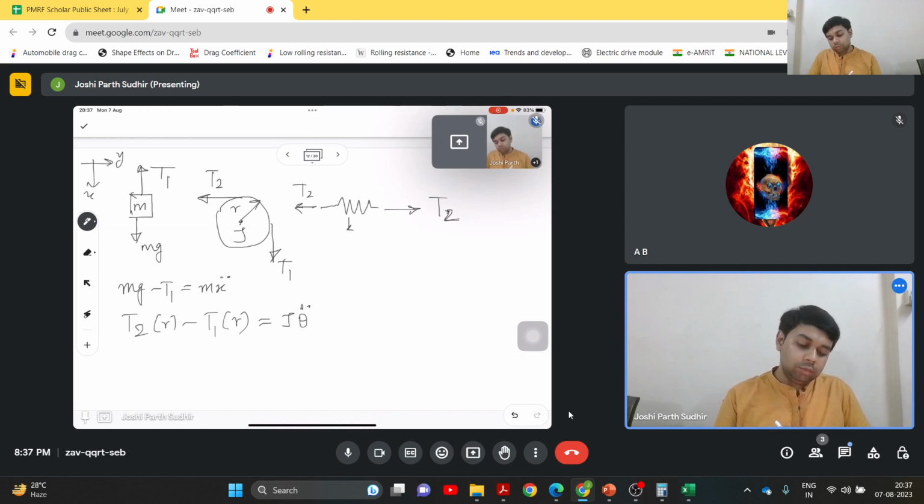And we know that theta is equal to x by r, or x is equal to r theta, whichever way we want. So we can eliminate either x or theta by using this relation. So we can write J theta double dot as J into x double dot by r.